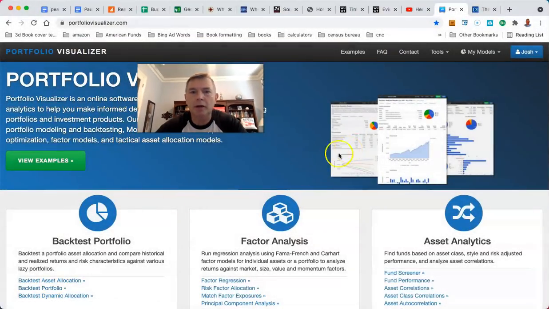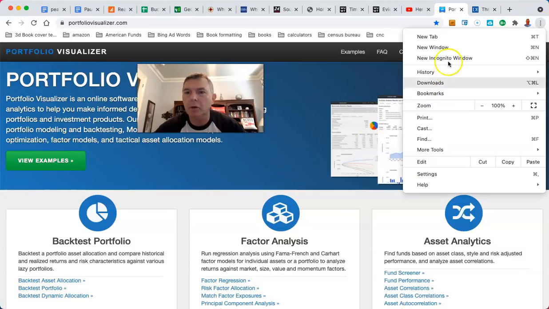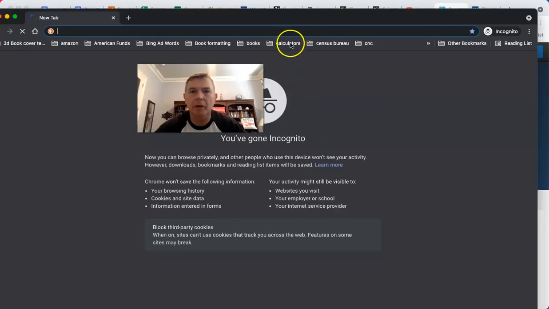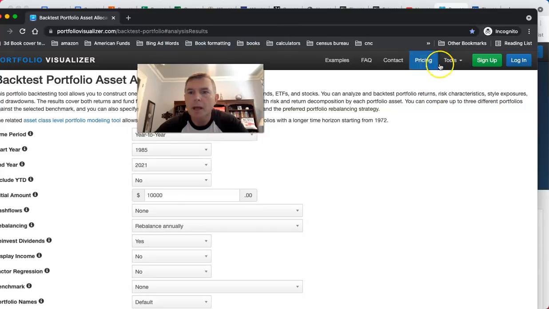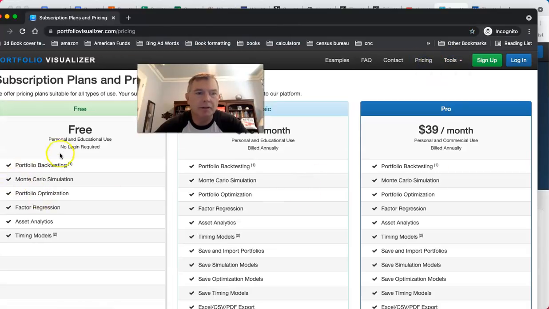So let me show you what it can do here. Hold on. I'm going to go to an incognito window so it doesn't log me out. And we're going to go to Portfolio Visualizer, and tools or pricing. So we're going to look at this. This is free. Why would you not do this? It's free. No login requirement. Personal and education use. Monte Carlo simulation. And I'm going to show you what we're going to do here. I just scratched the surface.